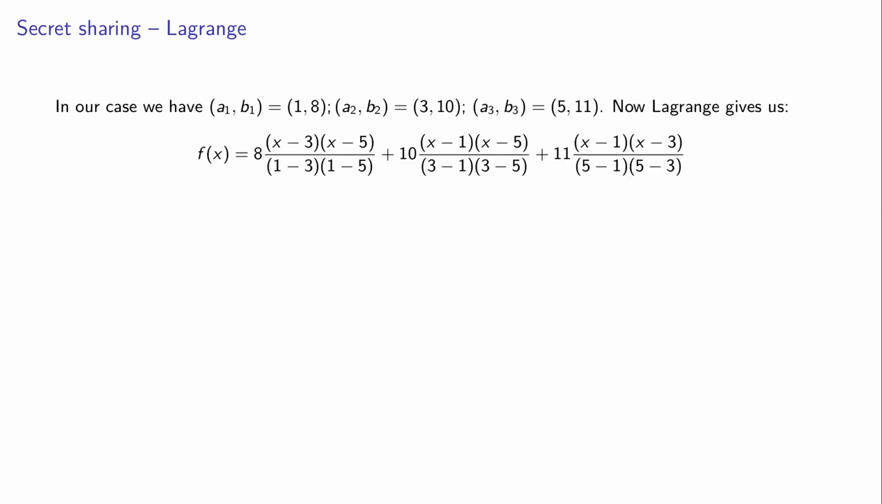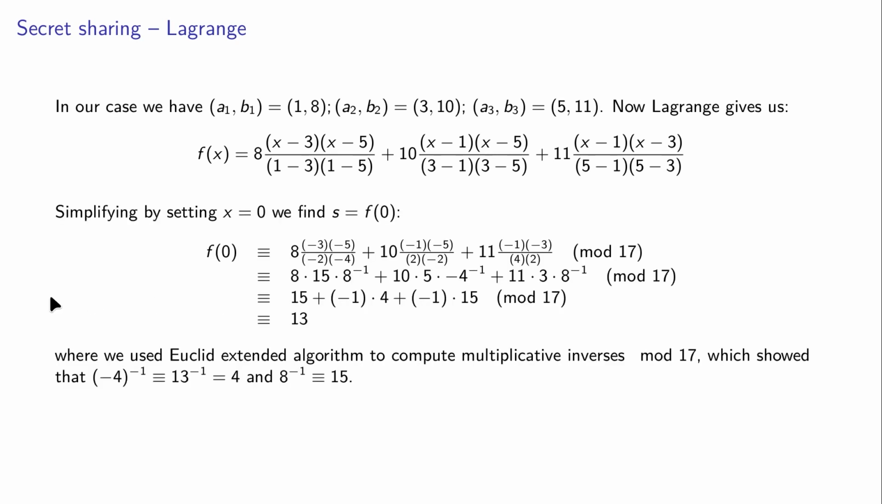In our case, we had the example with the secret sharing, so we can substitute A1, B1 is the pair 1, 8. The third point had these coordinates. And so we use Lagrange, which gives us this formula. Well, instead of calculating this, we can actually use a shortcut, because by setting x equal to 0, we will find our secret. So we substitute x equal to 0, so we get -3 here and -5 there, as you can see here. We do all these computations modulo 17, and this will result in 13.